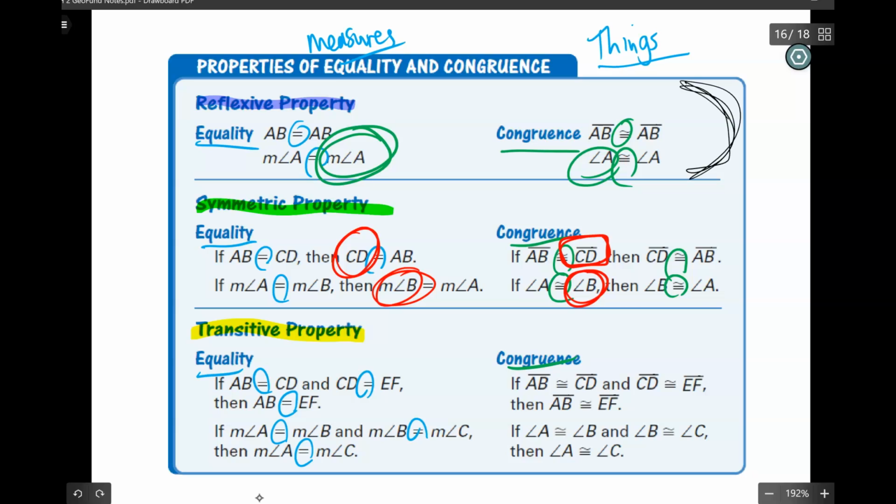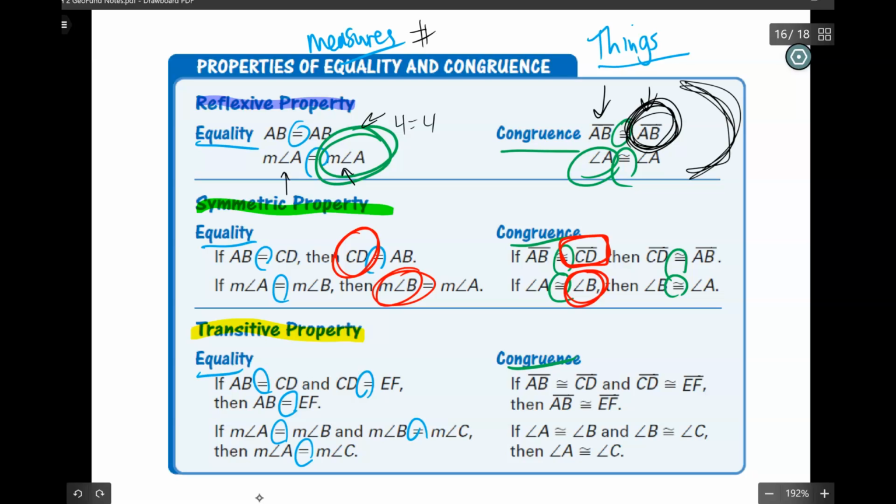Reflexive property, you're literally looking in a mirror. The exact same thing is on both sides. It's the same number, the same measure, right? Measures are numbers. So over here we could say 4 is equal to 4. That is a reflexive property. A number is equal to itself. But we can't just replace these with numbers because these are the actual things themselves. Segment AB, angle A. So reflexive is the thing is equal to itself.